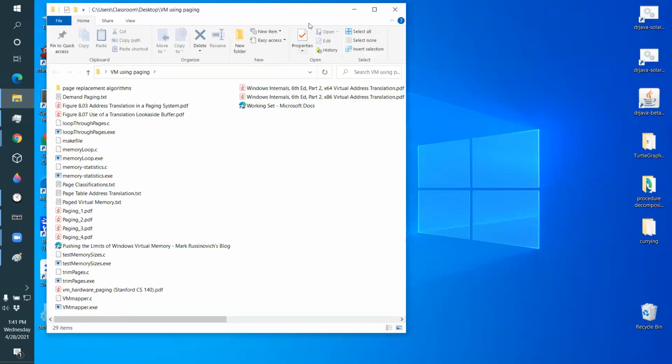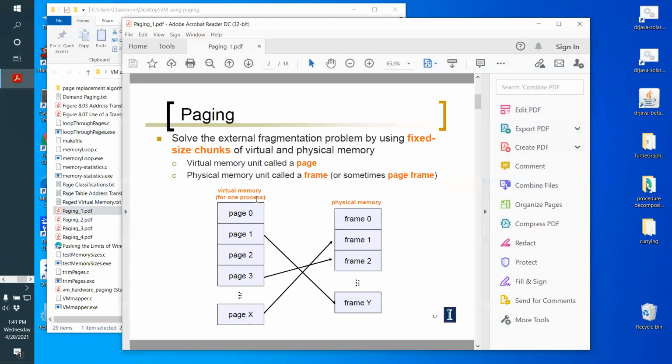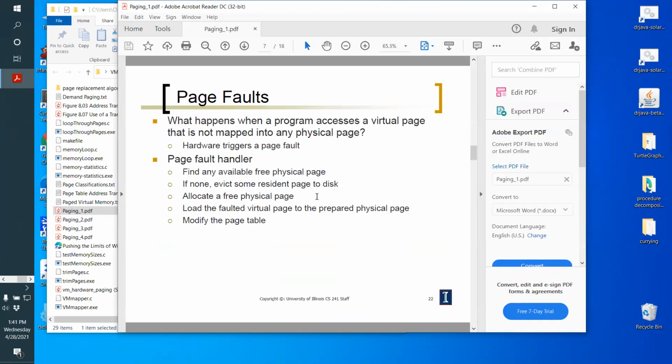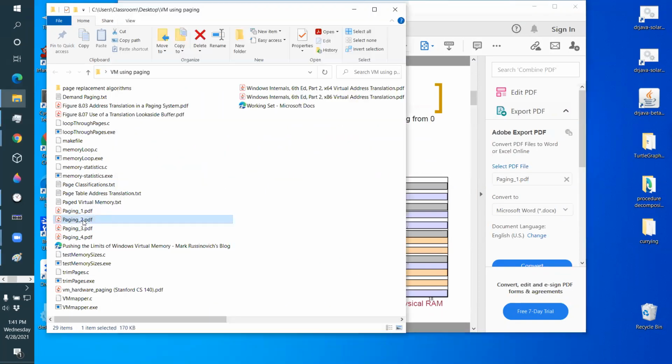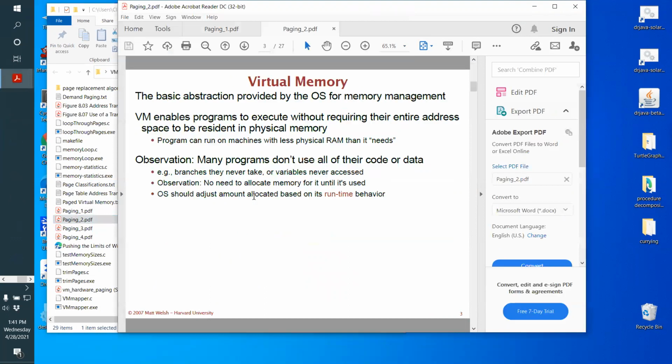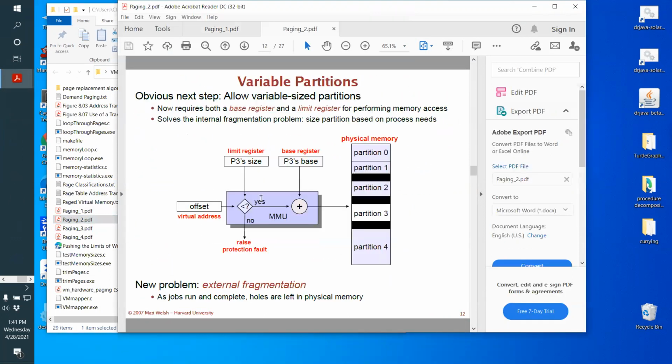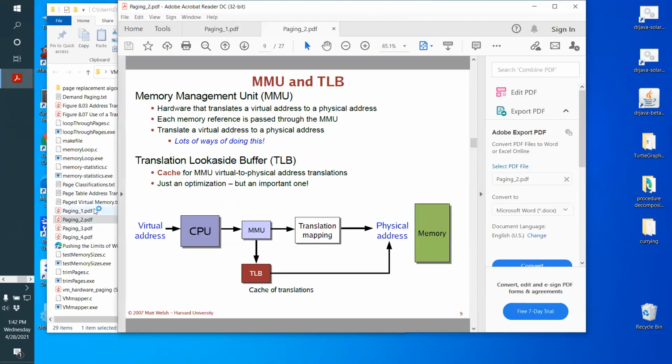Okay, now there's a bunch. I just downloaded examples of people who've written other pictures about paging, and I think some of these are very nicely done. I just downloaded a few of them. If you want, you can look through these. I think they're nice summaries. There's a little bit of redundancy in these.